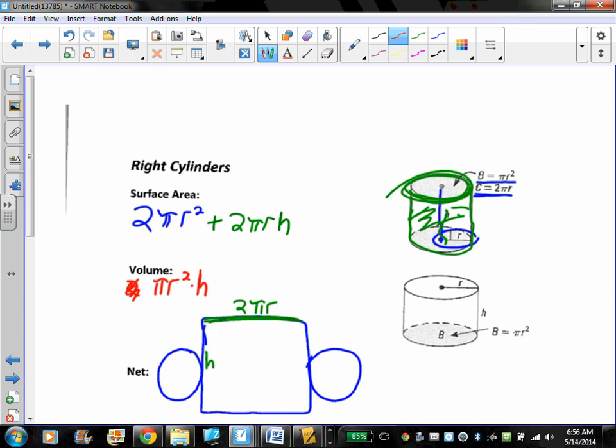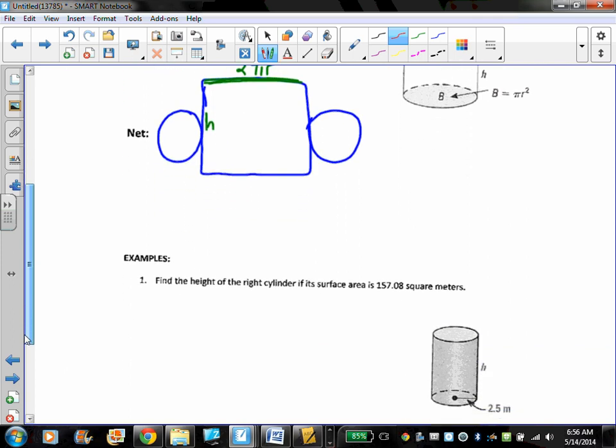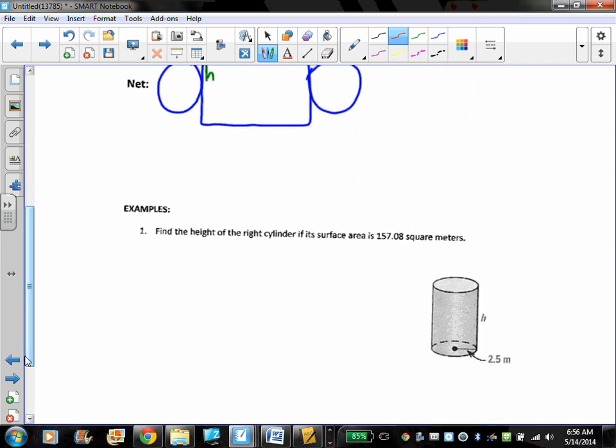So those are the formulas themselves. Let's apply them a little bit. All right, so our first example. Find the height of the right cylinder if its surface area is 157.08 square meters.